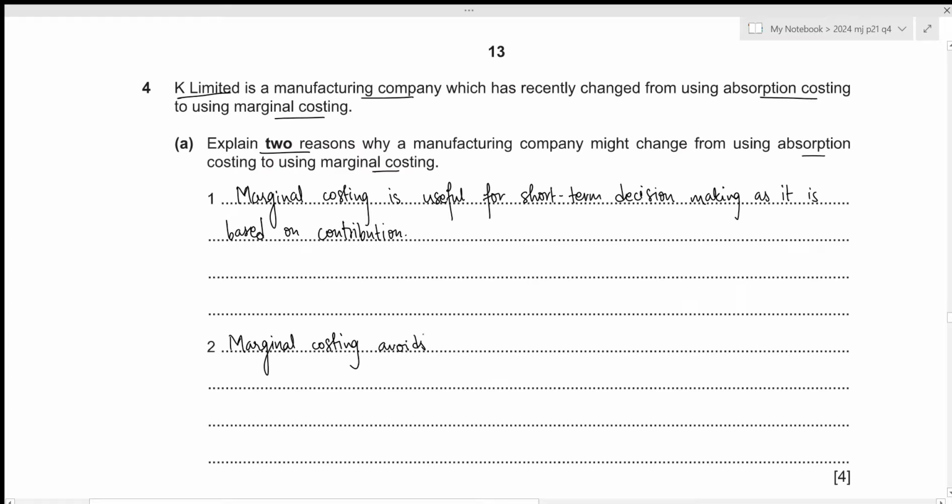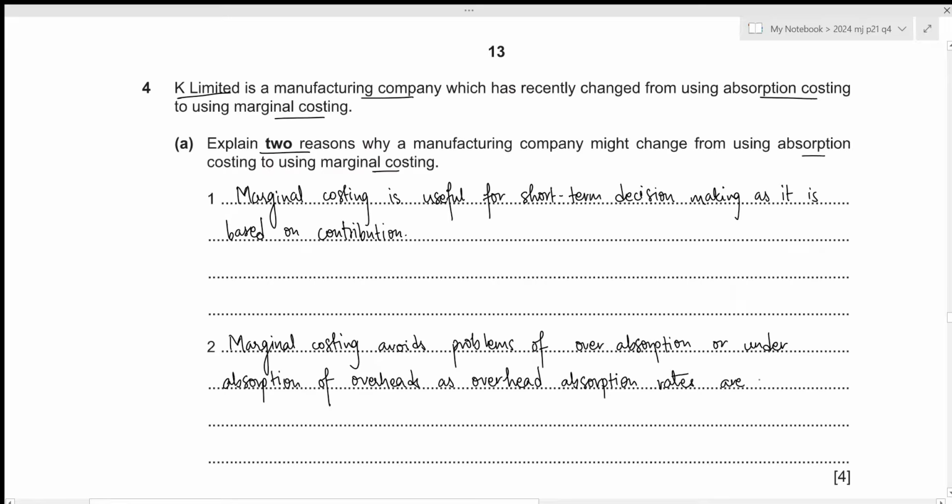avoids problems of overabsorption or underabsorption of overheads as overhead absorption rates are not used. That is all for the first part. Let's move towards the next one.